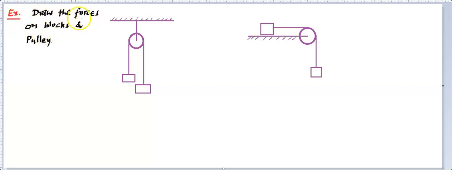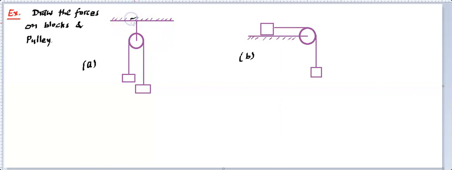This example says, draw the forces on blocks and pulley. And the two diagrams: let's say this is first diagram A, and this is another diagram B. First of all, we need to see what this diagram is trying to say.